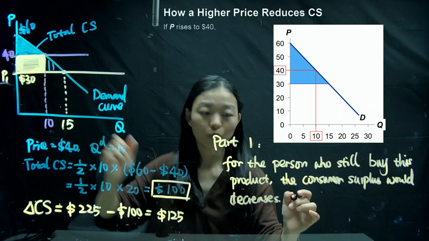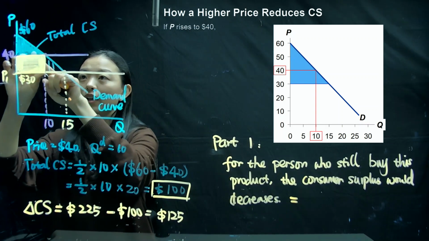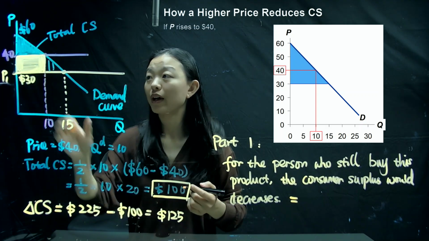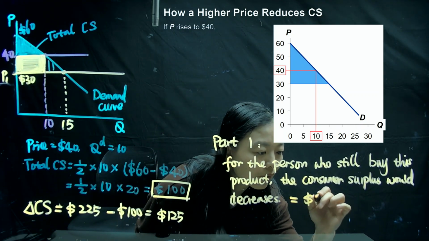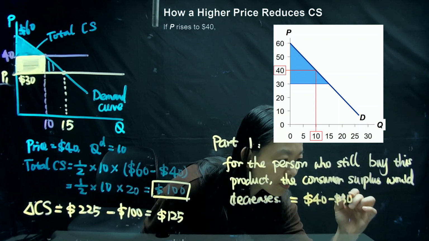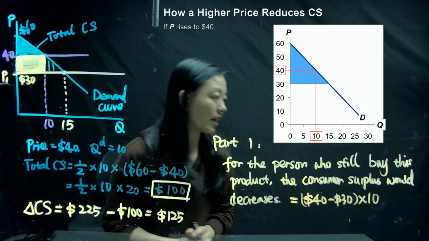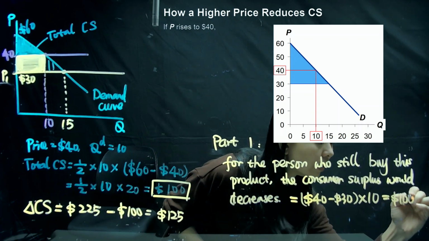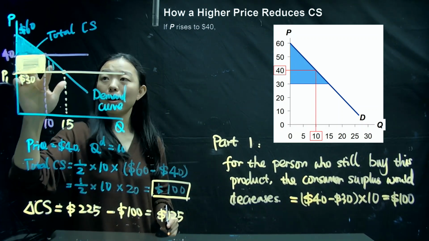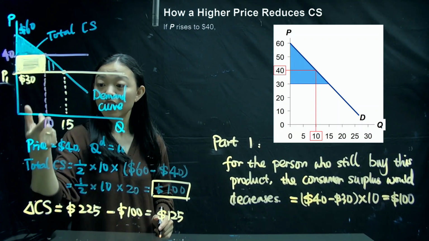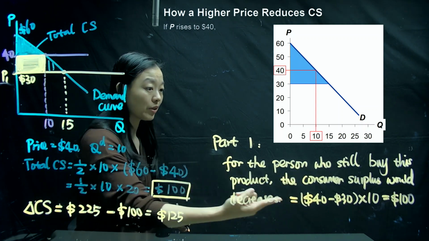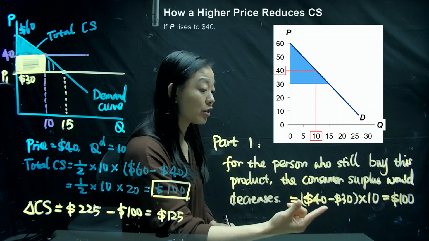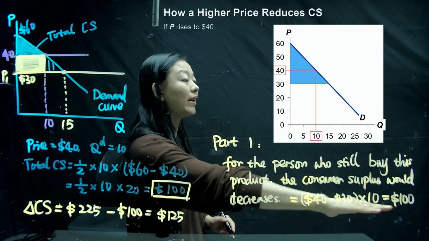And then can you tell me what this part is? How much is this rectangle? We can compute the area, which equals $40 subtract $30 times 10. So this part equals $100, right? Therefore, for the persons who still purchase this product and need to pay a higher price, the total consumer surplus will decrease by $100.